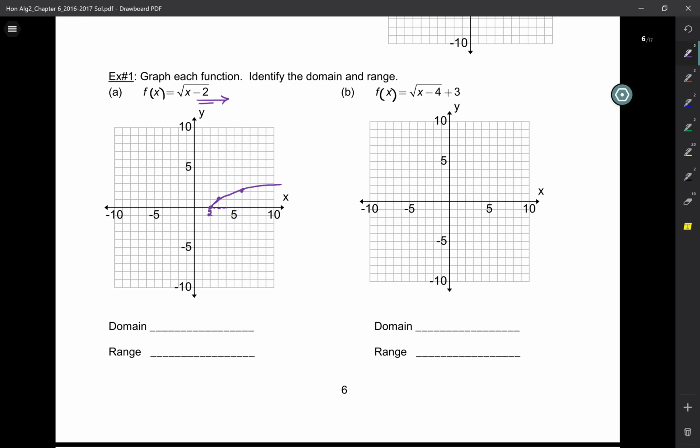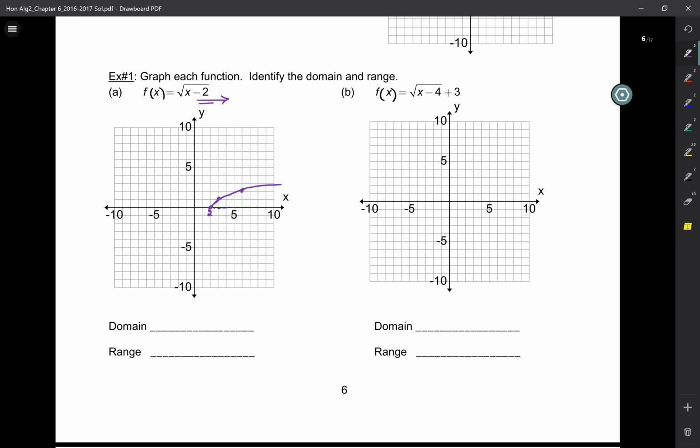11 would work. 3 would work. So I could put x equals 3 because 3 minus 2 would be 1, and I could take the square root. I could do 6 because when x is 6, 6 minus 2 is 4, and I could take the square root, right? Okay. So let's do the next one.